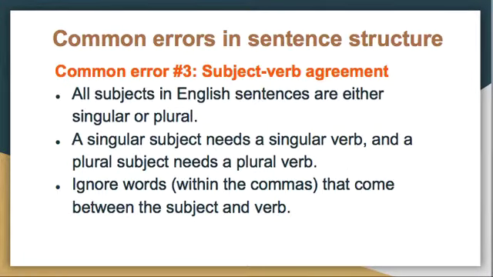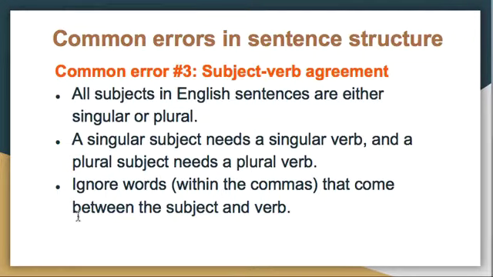The third error that students make in their writing is the lack of subject-verb agreement. All subjects in English sentences are either singular or plural. A singular subject needs a singular verb, and a plural subject needs a plural verb. And you need to ignore words within commas that come between the subject and the verb.